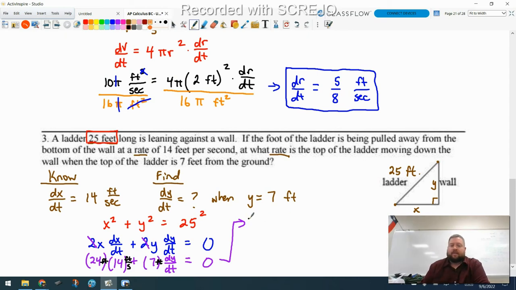Okay, so I'm going to get 7 dy over dt. Trying to include my units, I'm sorry. 7 feet times dy over dt is equal to negative 24 feet times 14 feet per second. All right, then I need to divide by 7 feet.